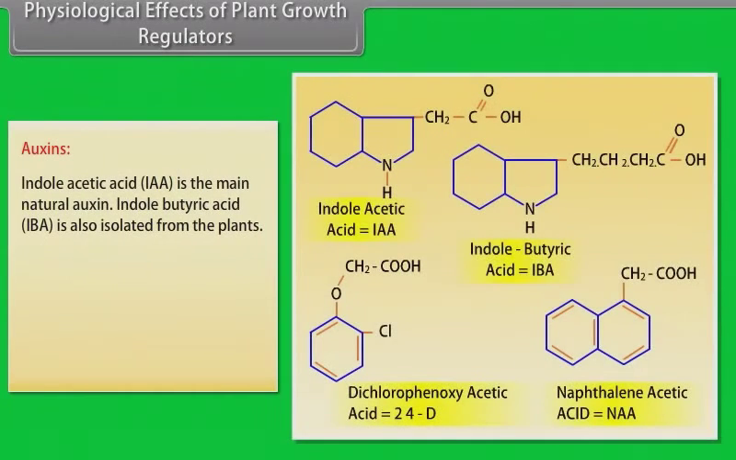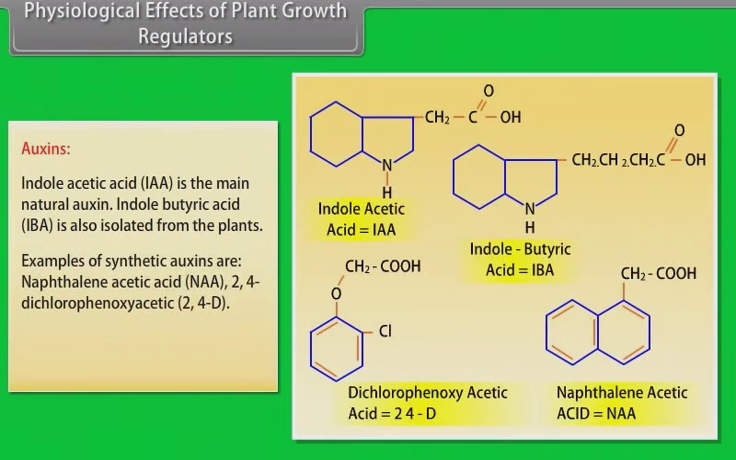Physiological effects of plant growth regulators. Auxins. Indole acetic acid is the main natural auxin. Indole butyric acid is also isolated from plants. Examples of synthetic auxins are naphthalene acetic acid and 2,4-dichlorophenoxyacetic acid. All these auxins are very useful in the agricultural field.